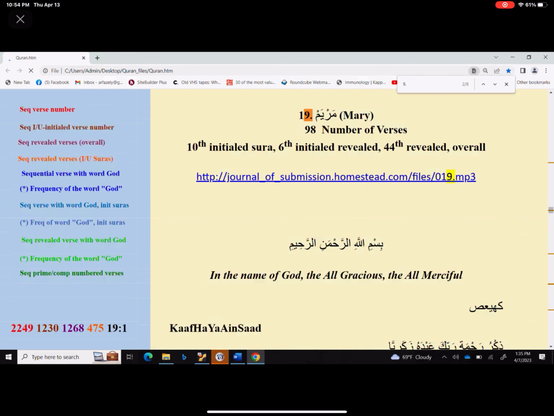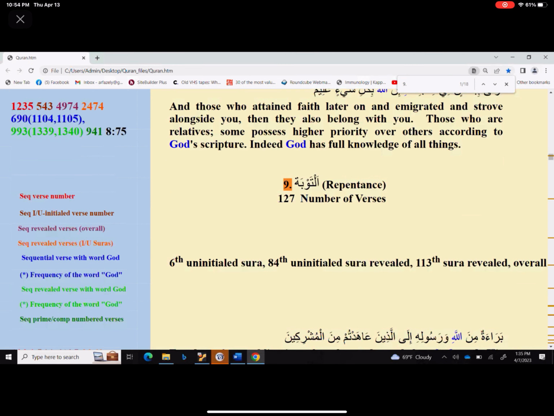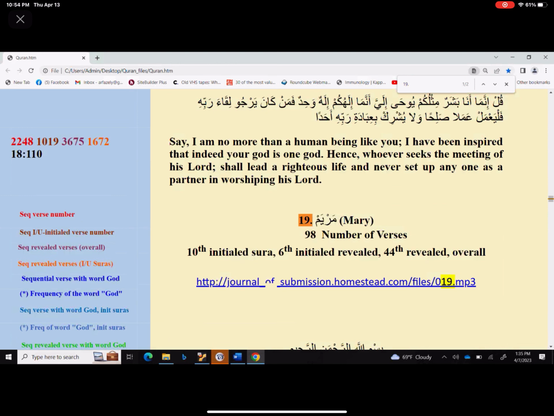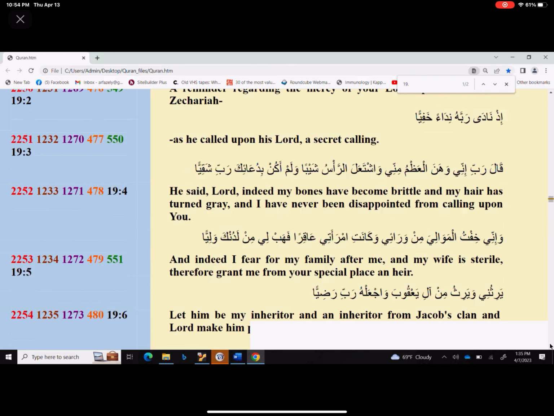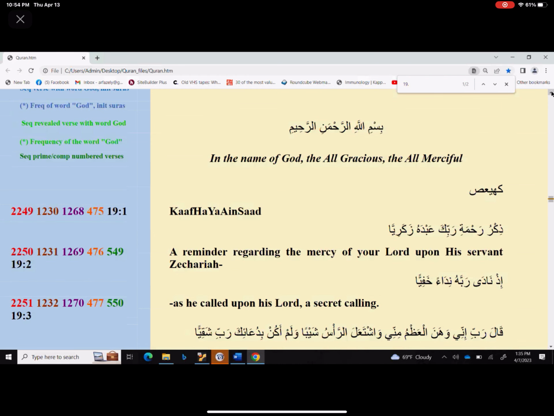So we come in here. Orange is sequential revealed verse in the Quran. 475. So that's where that number comes from. It comes from verse 19:1, which is all initials, Kaf, Ha, Ya, Ain, Sad. You see that? And that's 475.